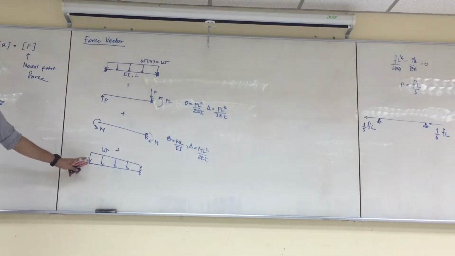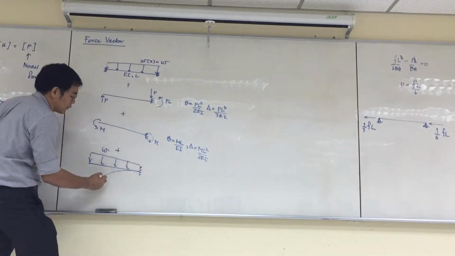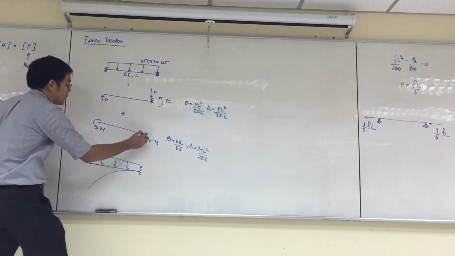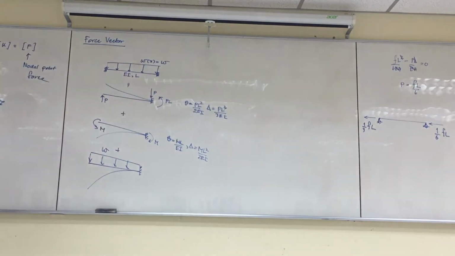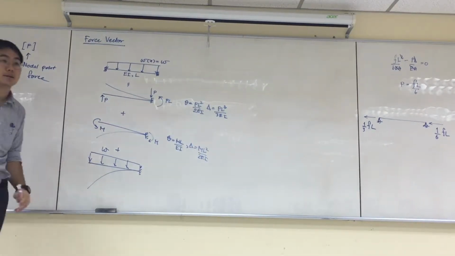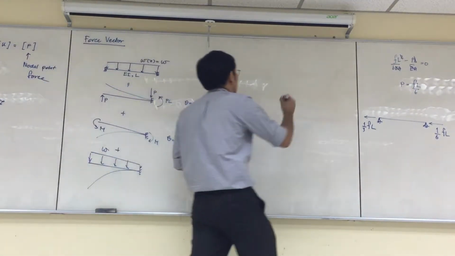Right, so how about this one? This one produces the deflection like this. This one is like that, right? So let's take a look at this one a little bit, because we have not done this one.